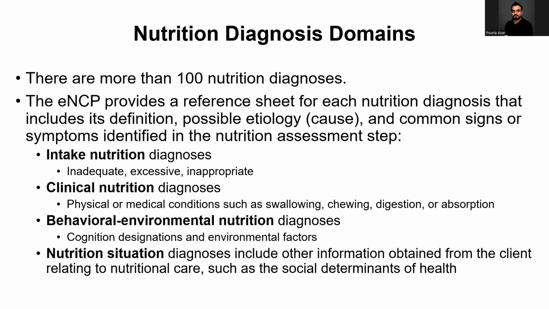We have behavioral environmental nutrition diagnosis, which is related to cognition, designations, and environmental factors. And we have nutrition situation diagnosis, which includes other information obtained from the client, such as the social determinants of health. So we have four categories for nutrition diagnosis.